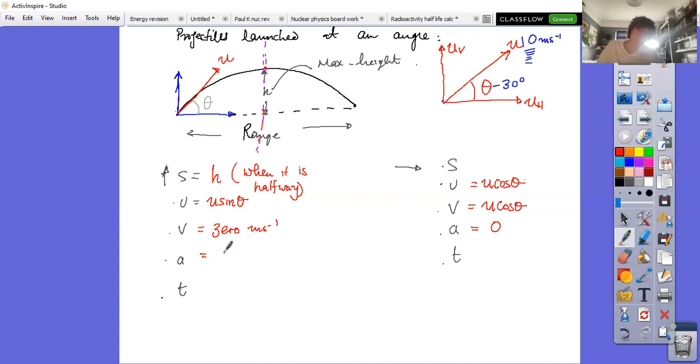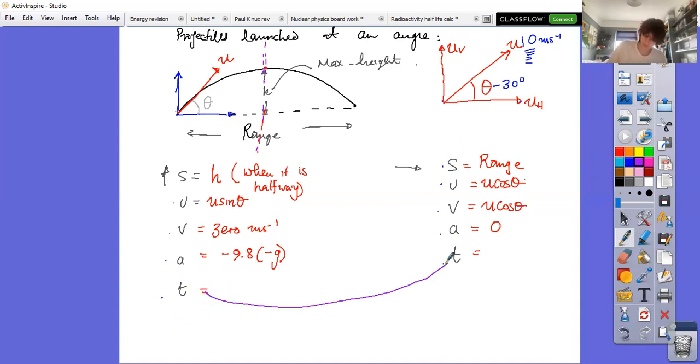Acceleration here is minus 9.8, which sometimes we can denote simply as minus g, and the s horizontally is what we call the range. Now, these two times of flight, remember, will be the same. So you can calculate time using this and use it in there, or calculate it from there and put it in there. So these times are the same.